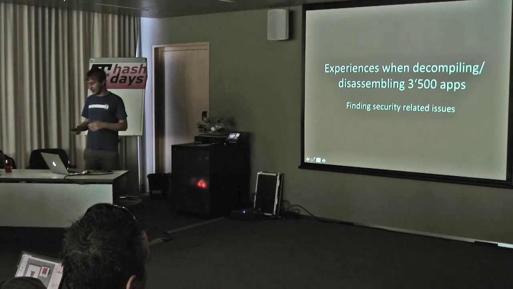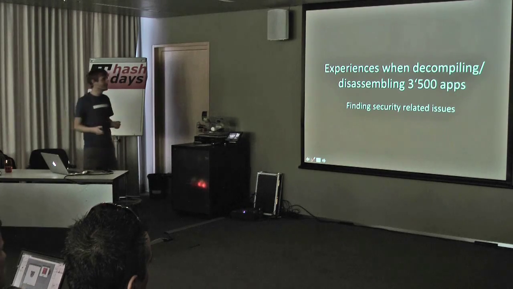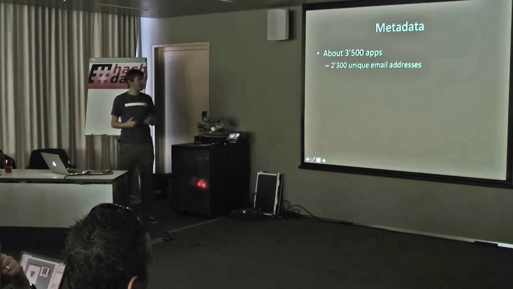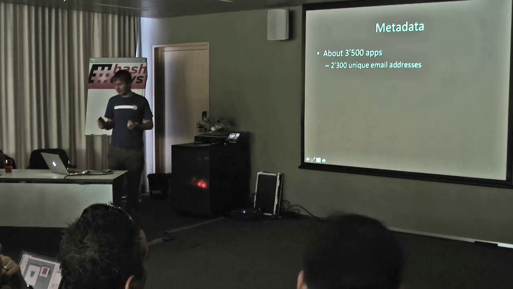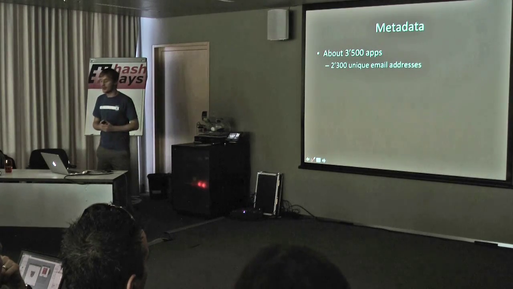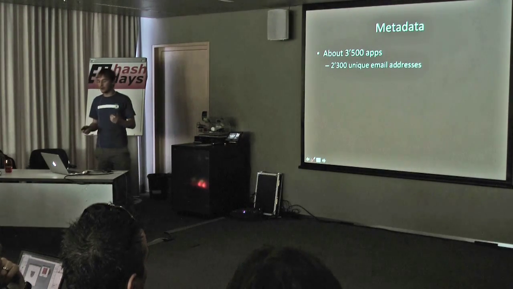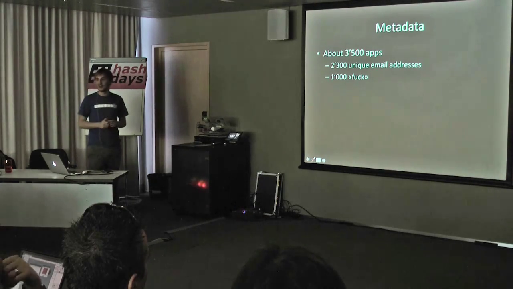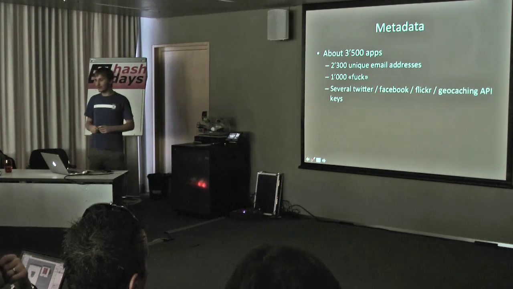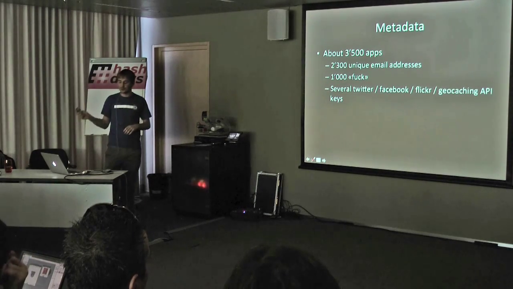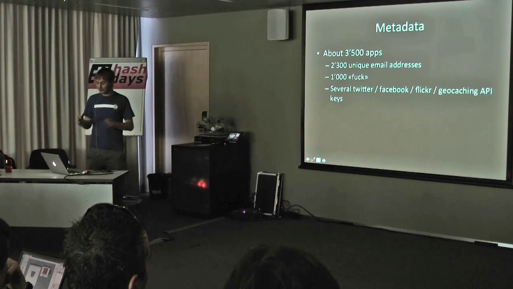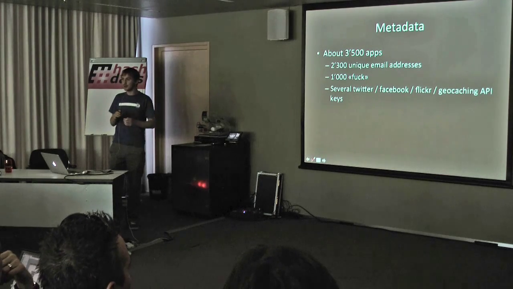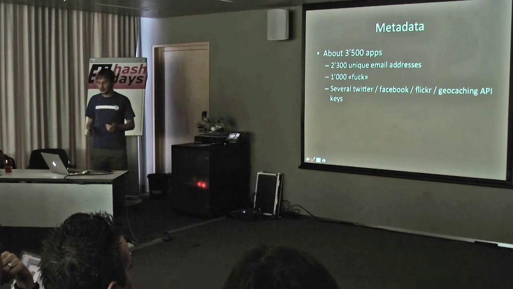So I hope this is now the most interesting part, my experiences when decompiling and disassembling so many apps. As I said, 3,500 apps. I found about 2.3k email addresses, so if you want to spam around. Yeah, the developers really love swear words. They really love it. And you find a lot of Twitter, Facebook, Flickr, geocaching API keys. So I don't really get the point of API keys anymore, because it's like a key, so not everybody can, but somehow you can just extract them from everywhere.